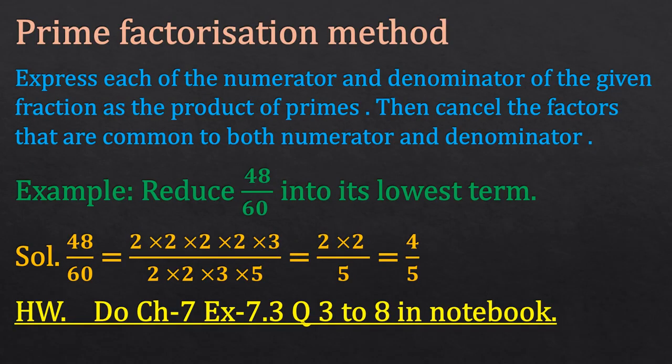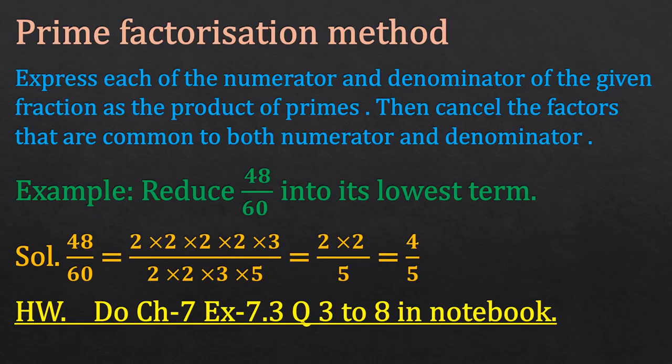Now see the second method to find out the simplest form, that is the prime factorization method. In this method we have to find out the prime factors of both numerator and denominator and then we cancel the common factors. Express each of the numerator and denominator of the given fraction as the product of primes. Then cancel the factors that are common to both numerator and denominator.